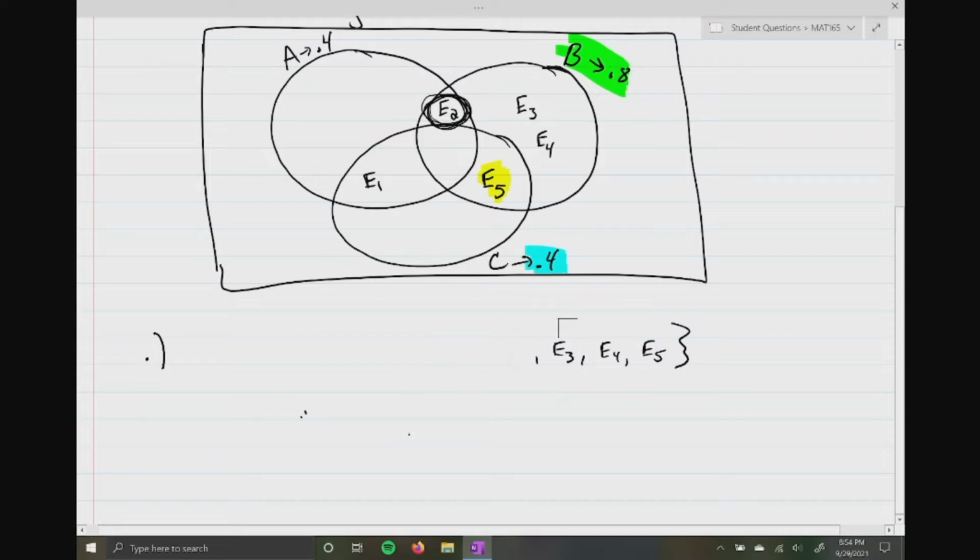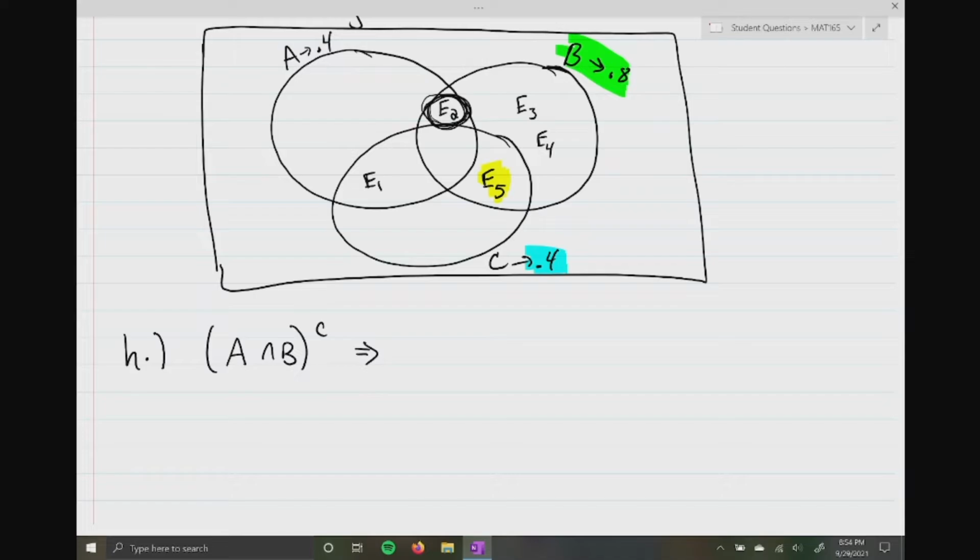So let me go back and look at H real quick after I erase. H is going to be the intersection of A and B and its complement. When you think about this, the intersection of A and B is only E2. But now we want the complement, so we want everything outside of that. So this is going to be E1, E3, E4, and E5.